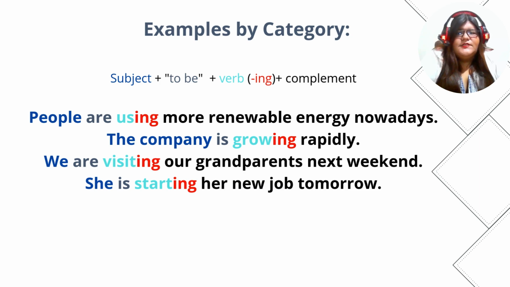Then we have here examples by category. Once again, we will add the subject plus the be verb plus the verb in ing form plus the complement. People are using more renewable energy nowadays, right? The company is growing rapidly. We are visiting our grandparents next weekend. She's starting her new job tomorrow.